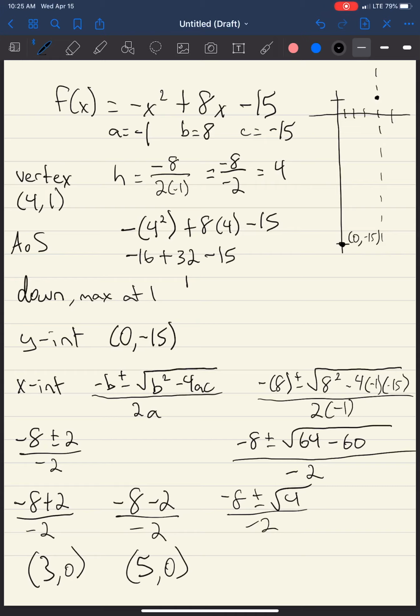So I'm going to go back up to my graph, and I count to 1, 2, 3, 0, and then 1, 2, 3, 4, 5, 0. And those are my x-intercepts. So now all I have to do is connect my lines. And there we go. So that's how you're going to graph in standard form.